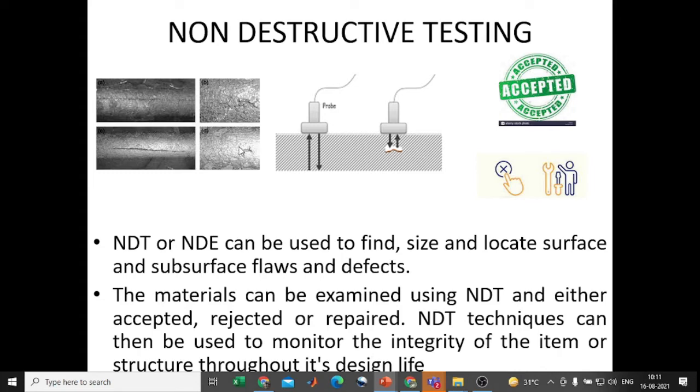Based on your eyesight, you can identify the defects, which is called visual inspection in non-destructive testing. We can examine the workpiece material with aid or without aid. You can examine the top surface of the workpiece without aid, which means you can see the defect with your naked eye. This is called visual inspection without aids.